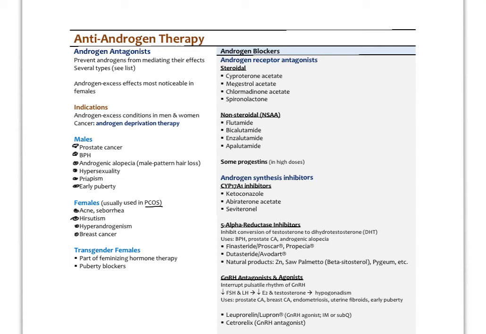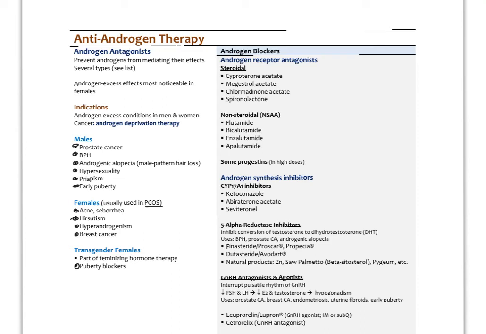Anti-androgen therapy is used in transgender females as part of the feminizing hormone therapy, to block essentially the actions of androgens, especially pre-pubertal. So those would be some of the indications for the androgen antagonists. Now they fall into different classes.